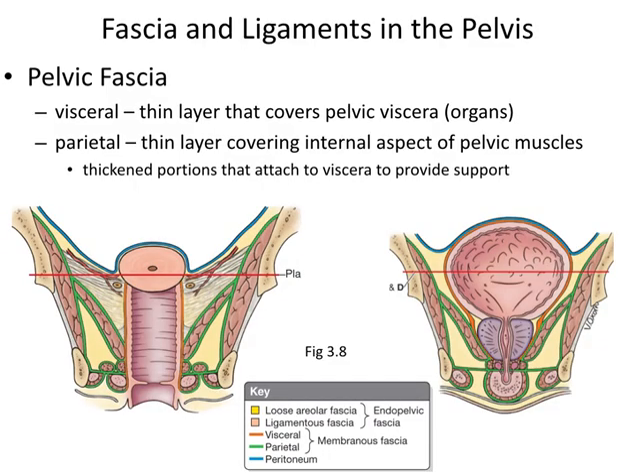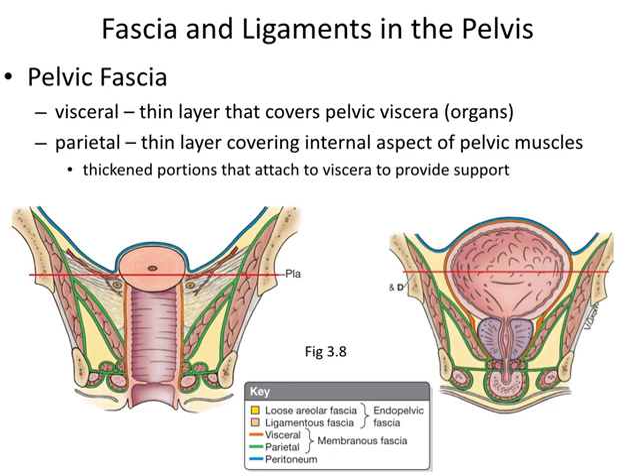Alright, before we get into those specific ligaments, you have to understand where the ligaments are actually coming from. So first of all, the pelvic fascia. Just like in the thorax and the abdomen, in the pelvis you have a visceral fascia, which is just that fascial layer that's covering the pelvic organs itself. So it would be the orange layers in these images here.